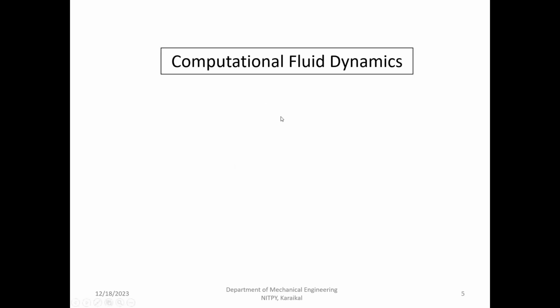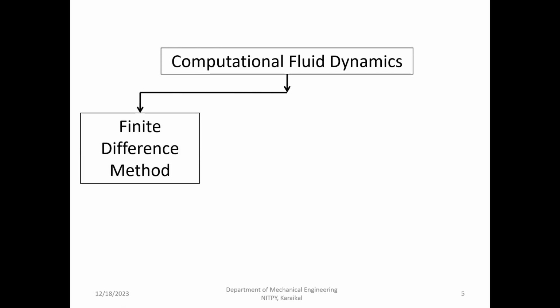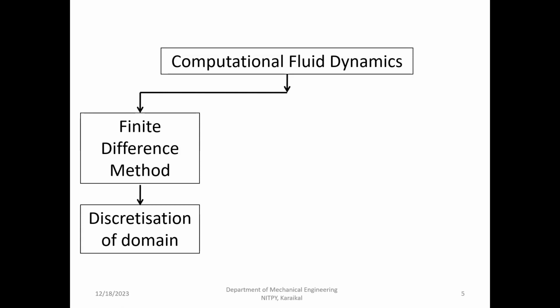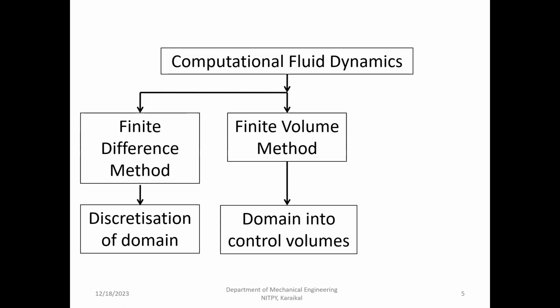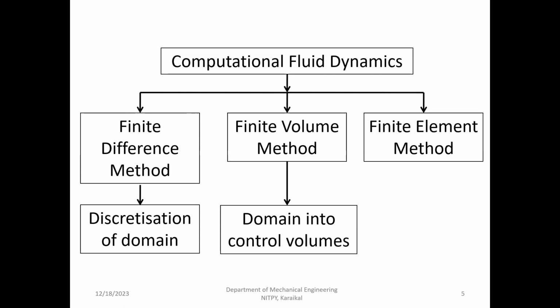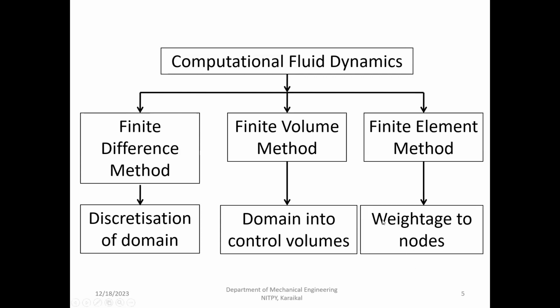Okay, so computational fluid dynamics is broadly classified as the finite difference method, where researchers who are mainly working on codes will go for this method, and where you discretize a domain and take the properties at each and every point, so you can develop a method to calculate it. Or the finite volume method, where you divide the domain into control volumes, where you are interested in the mass flow and energy flow into the individual control volumes. And the finite element method, where we give weightages to the nodes.